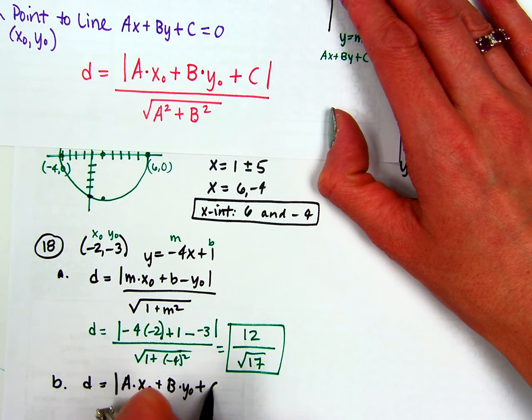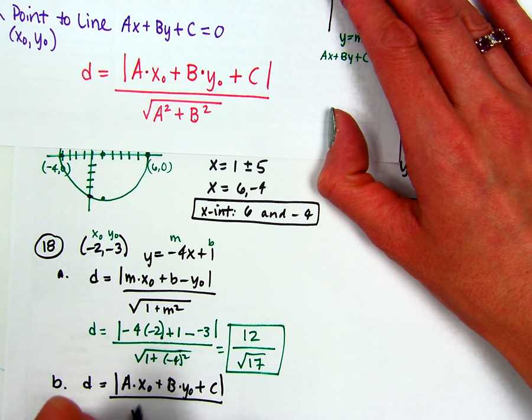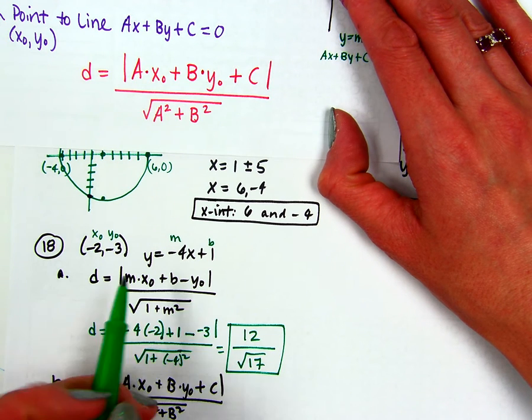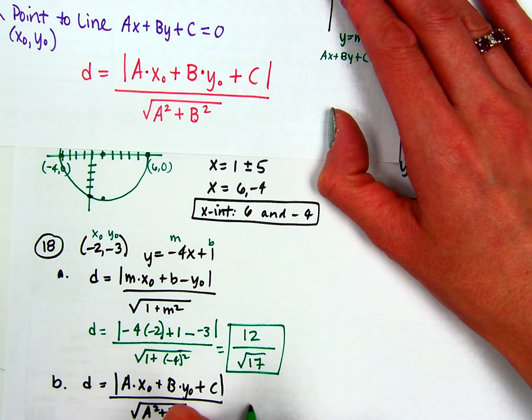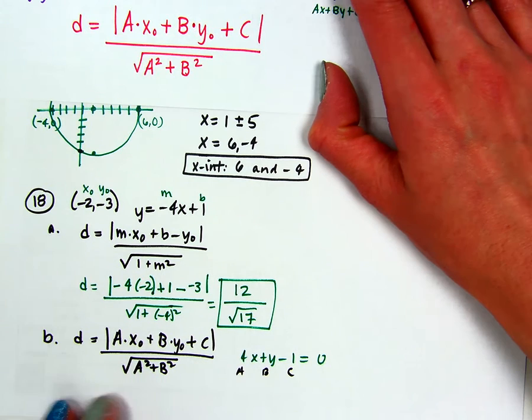Now, I would not recommend using this formula for this problem. I think this is just kind of extra work. However, I need to rewrite that. So I would need to write that as 4x plus y minus 1 equals 0. And then I've got my a, b, and c. So here's a, here's b, here's c, and now you're just going to substitute your numbers in.